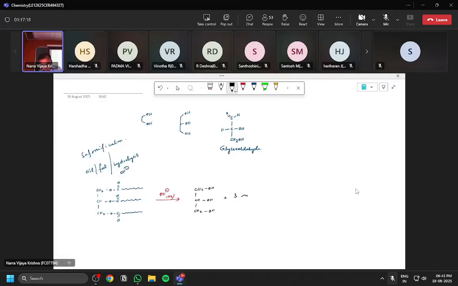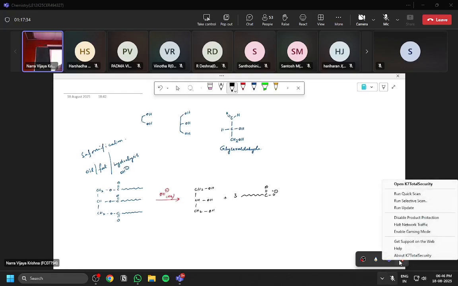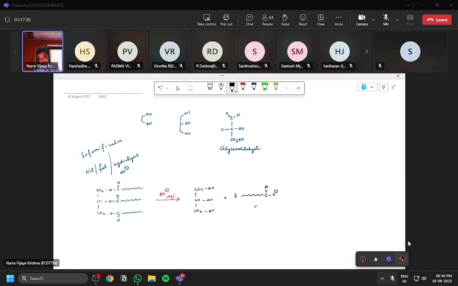Three times some carbon chain, COO minus. If I take NaOH, I will get Na. If it is potassium hydroxide, K. Right? Sodium or potassium salts of fatty acids are nothing but called soap. This is called soap. What is this one? Glycerol.